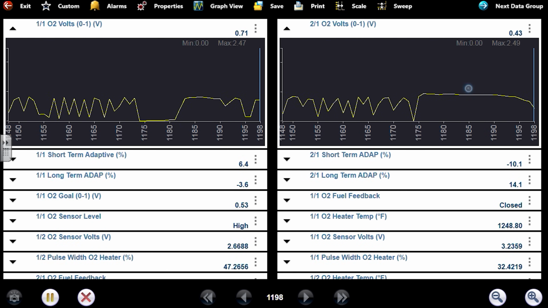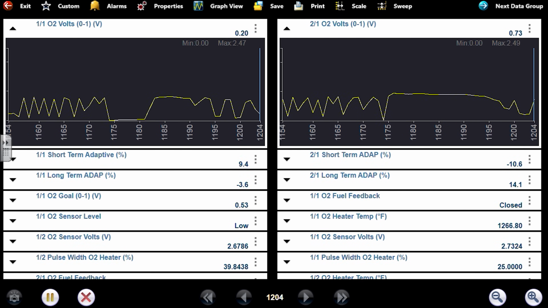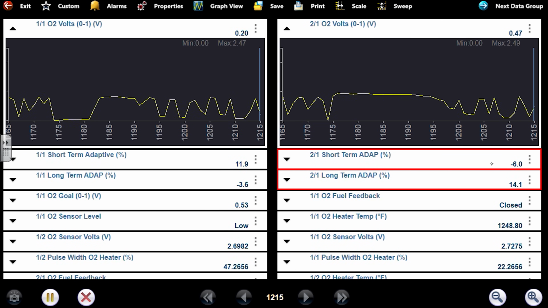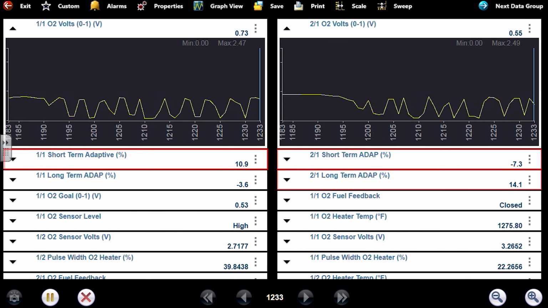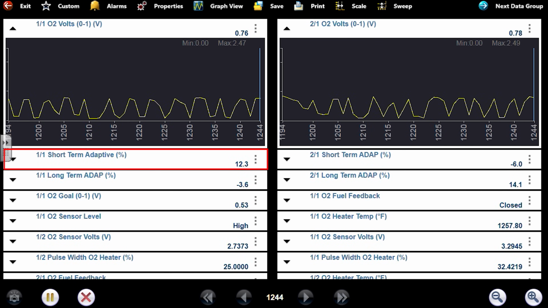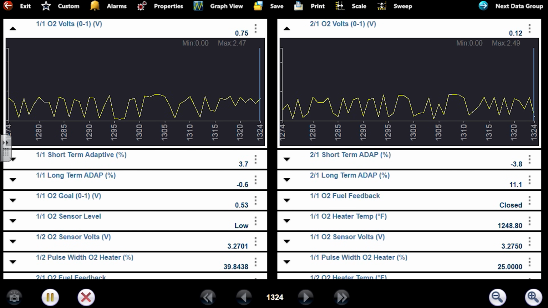Why'd it go rich up here, guys? Because memory said add 14%. It took a bit for the short term to come in to take it away. The short term on bank 1 is showing 13, 14% now. How strange. I'm at a higher RPM again.